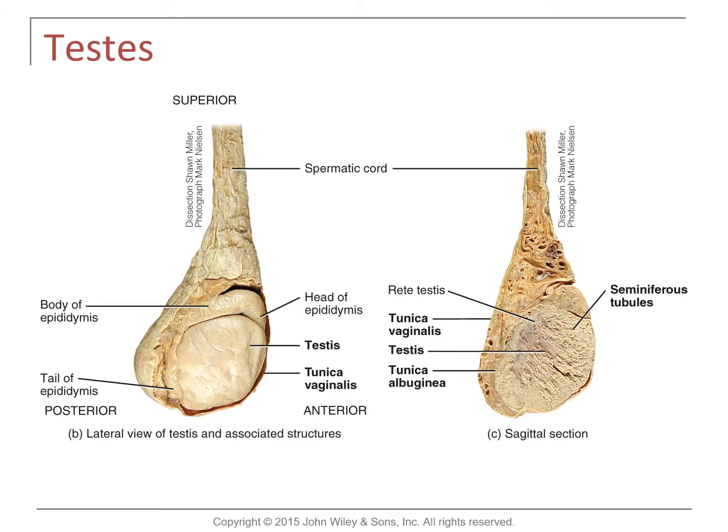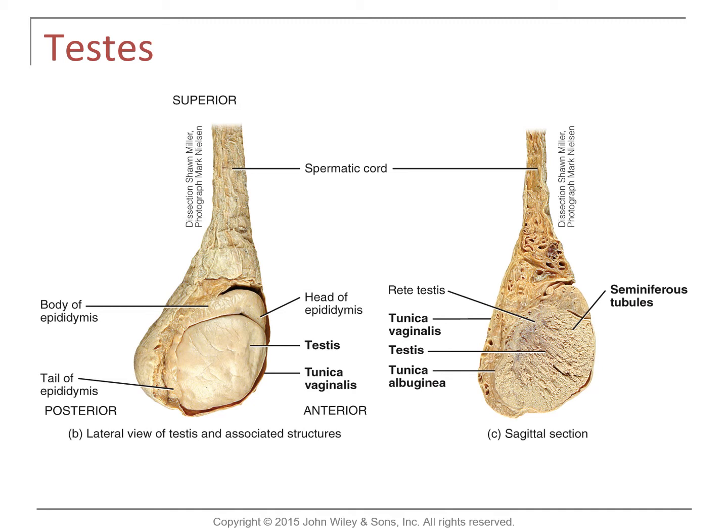Here we have a cadaver view of the testes. On the left, we have the more superficial structures. So you can see the tunica vaginalis, which is more superficial to the tunica albuginea, which extends deep into each testicle to form the septum and define the lobules. In this diagram, we also see the head, body, and tail of the epididymis.